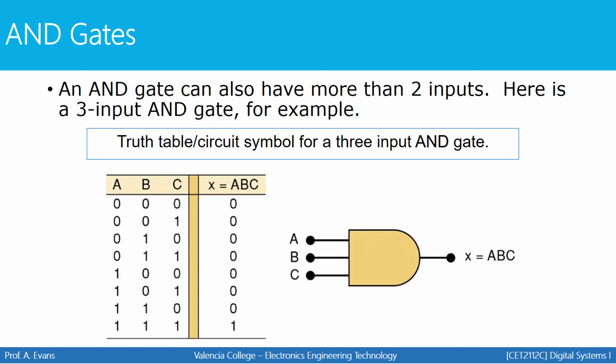Just like with a 3-input OR circuit, we can have a 3-input AND circuit, and the idea of AND will extend to any number of inputs. So if I have 3 inputs to the AND gate, here's what my truth table would look like, where I have 8 possible input combinations between inputs A, B, and C. The output is labeled with multiplication, and I'd say that x equals A and B and C to describe the output. And here's my truth table showing that the only time the output is high is when all 3 inputs are high.